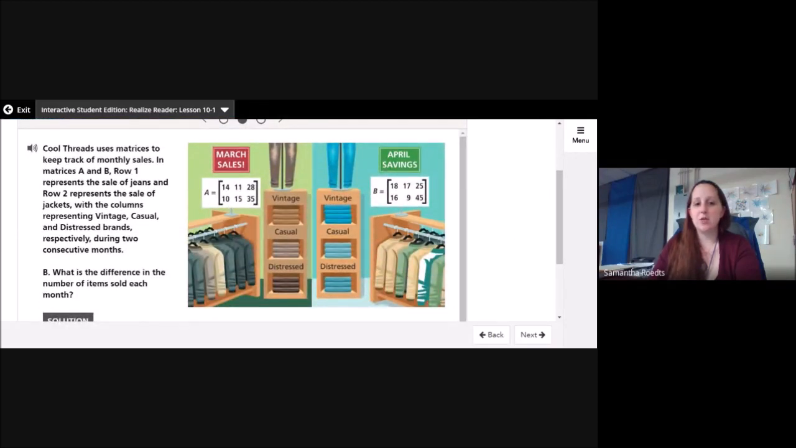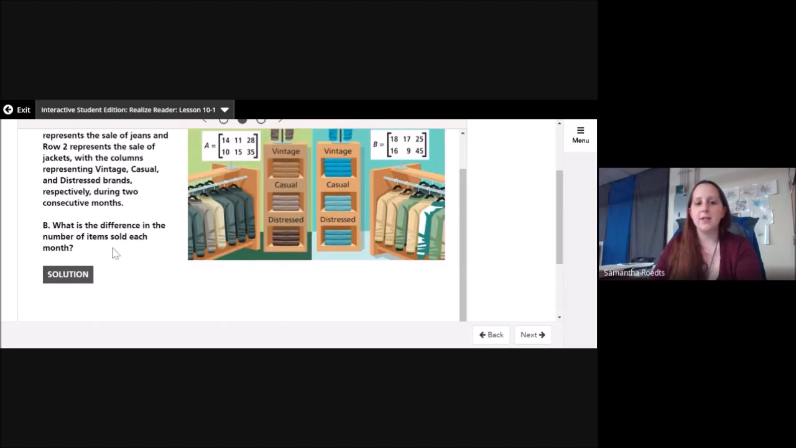Cool Threads uses matrices to keep track of monthly sales. Same thing: row 1 represents jeans, row 2 represents jackets, and I have vintage, casual, and distressed. So I have March and April. What is the difference in the number of items sold each month? Last time we did addition, this time we're finding the difference. So we're going to subtract.